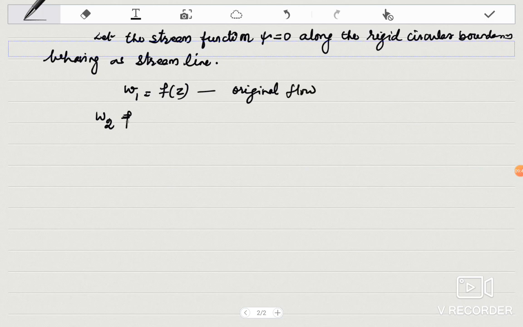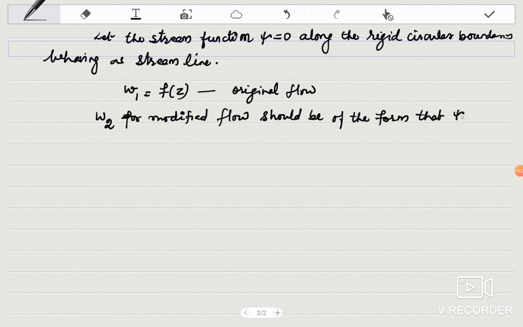Now for modified flow, W2 for modified flow should be of the form that psi is equal to 0 for it. Now psi is its imaginary part. So we want in W2 there should be only real part.